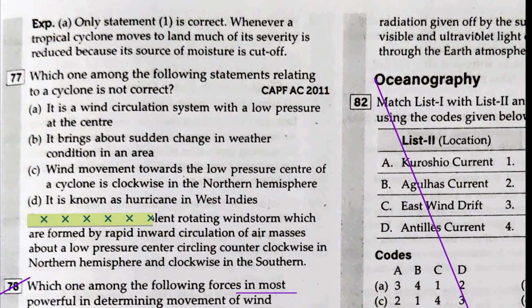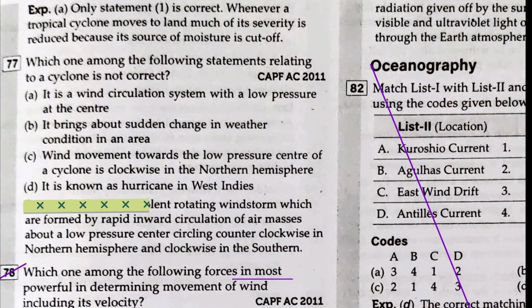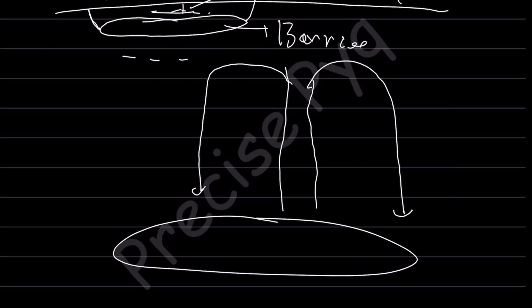Next. Which of the following statements related to cyclone is not correct? Not correct, always find correct. It is a wind circulation system with low pressure at the center, correct. It brings about sudden change in weather, correct. The wind movement towards the low center of the cyclone is clockwise, incorrect. It is known as hurricane in the West Indies, yes. Now let's go to ANC. If you remember ANC, African National Congress.